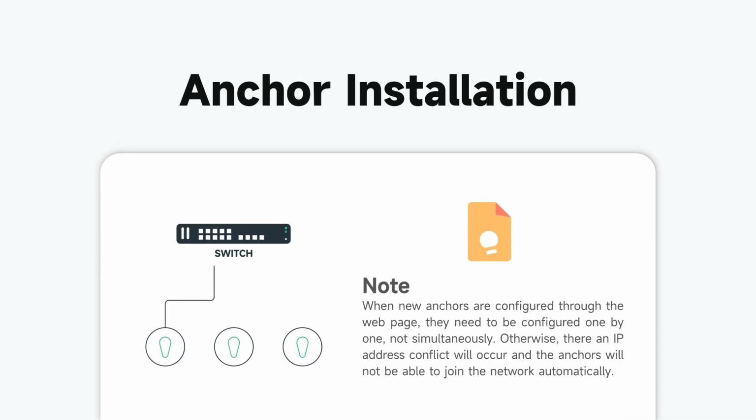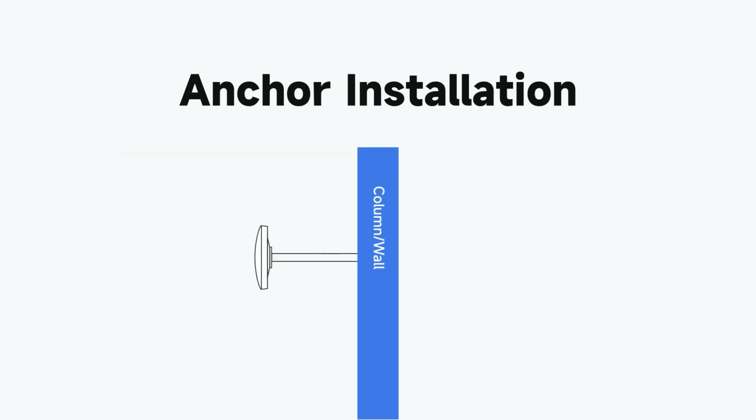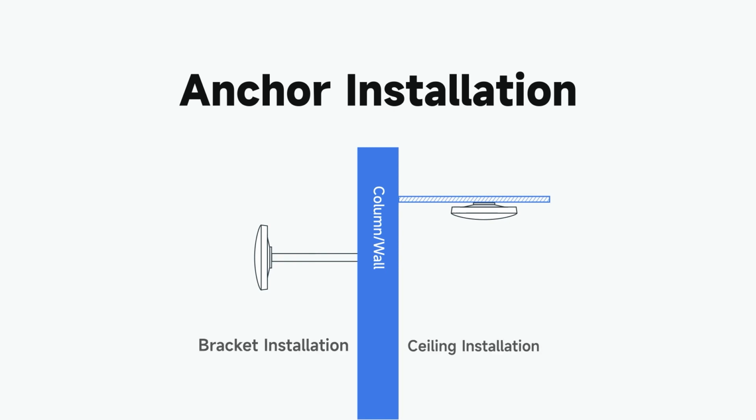Note: when new anchors are configured through the web page, they need to be configured one by one, not simultaneously. Otherwise, an IP address conflict will occur and the anchors will not be able to join the network automatically. Connect the network cable and fix it to the bracket or ceiling. The antenna of the anchor should be at least 15 centimeters away from the wall. This requirement is intended to reduce the signal interference to the antenna.